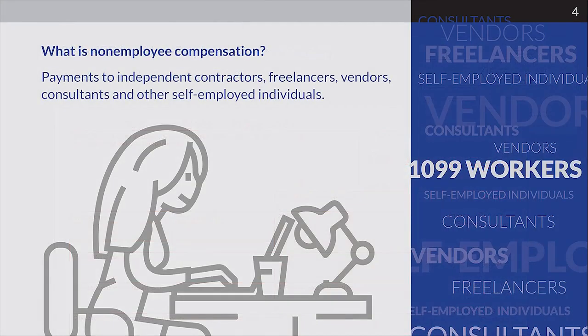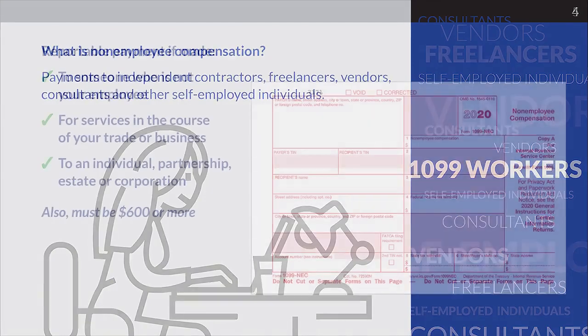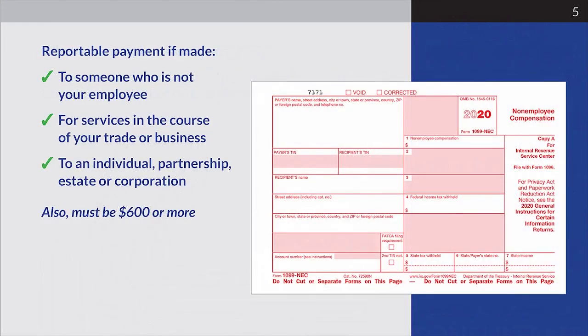So what is non-employee compensation? Any payments to non-employee service providers such as independent contractors, freelancers, vendors, consultants, and other self-employed individuals, commonly referred to as 1099 workers. According to the IRS, if the following four conditions are met, you must generally report a payment as non-employee compensation. 1. It is made to someone who is not your employee.